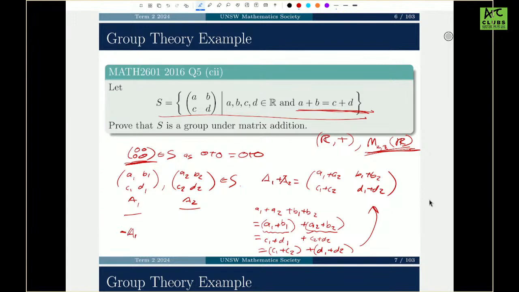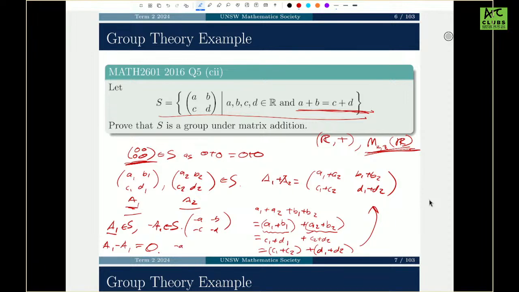So we want to say that if A1 is in S, let's show that negative A1 is also in S, because A1 minus A1 will clearly equal a zero matrix. So if A1 has the same coordinates as before, then negative A1 is going to have negative A, negative B, negative C, negative D.